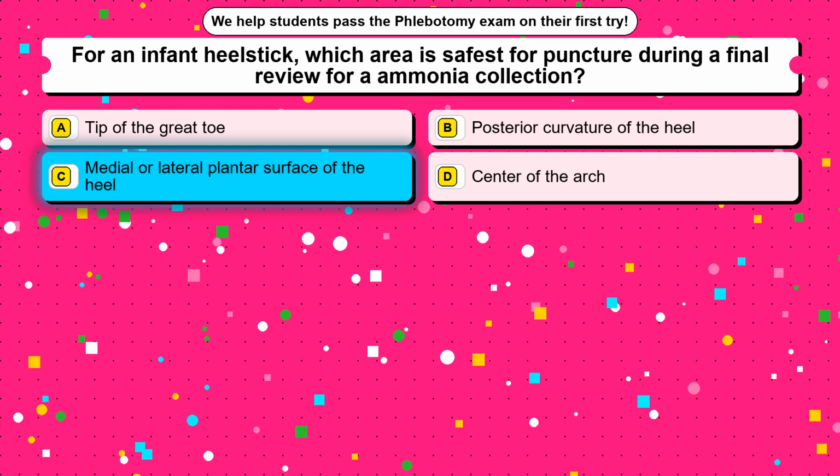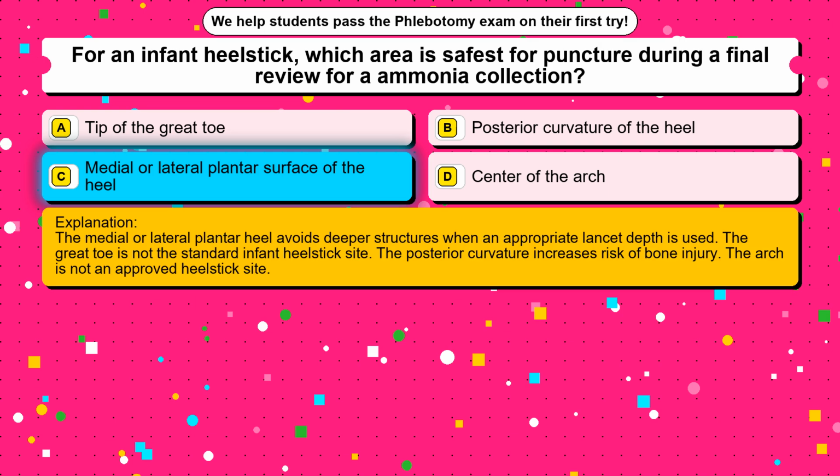The correct answer is option C, medial or lateral plantar surface of the heel. The medial or lateral plantar heel avoids deeper structures when an appropriate lancet depth is used. The great toe is not the standard infant heel stick site. The posterior curvature increases risk of bone injury. The arch is not an approved heel stick site.